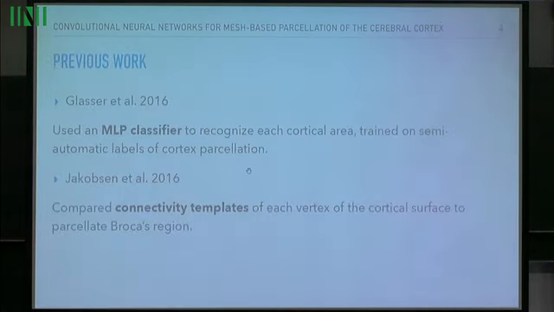Previous work towards tackling this problem has two particular pieces of related work. The work from Glasser and others used a multi-layer perceptron classifier to recognize each of the cortical areas, and they trained it on semi-automatic labels of cortex parcellation. And the previous state of the art, as far as we were aware, was the work from Esther Jacobson from 2016, which compared connectivity templates of each vertex of the cortical surface to parcellate Broca's region.